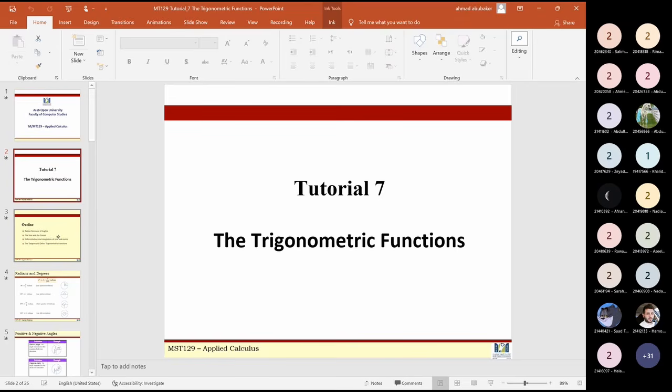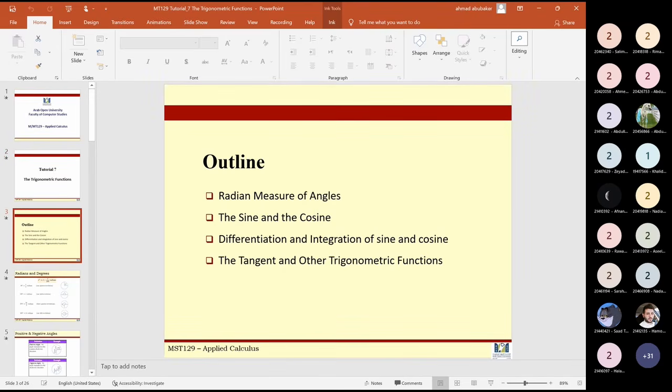In this chapter, we will study the radian measure and degree measure of angles. How can we find the sine and cosine from a right triangle? Also, we will see how to find the differentiation and integration of the trigonometric functions sine and cosine. Other trigonometric functions like tan, we already study how to differentiate when we study the sine and cosine.